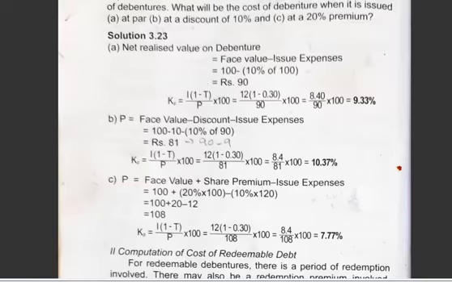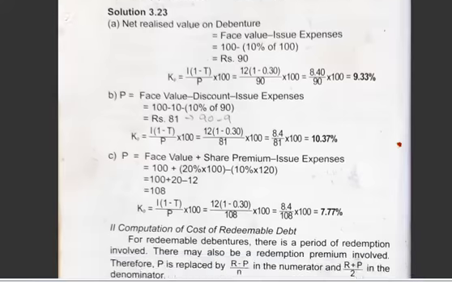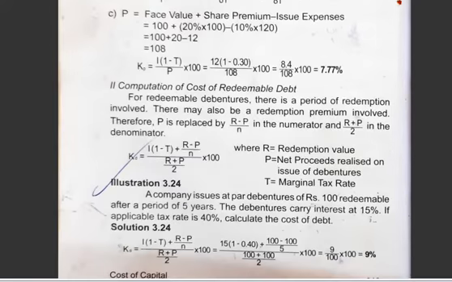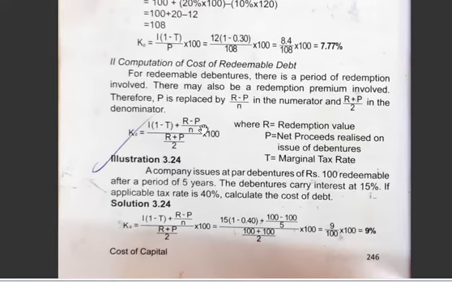7.77. Now the next part is cost of redeemable debt. Redeemable means when the number of years of redemption is mentioned in the problem, then we call it a cost of redeemable debt. The formula is Kd is equal to I into 1 minus T plus R minus P divided by N, the whole divided by R plus P divided by 2, into 100. Okay. Now this is the formula to calculate cost of debt.